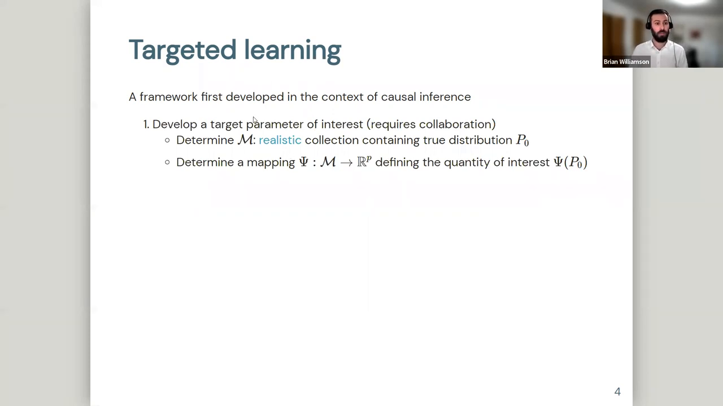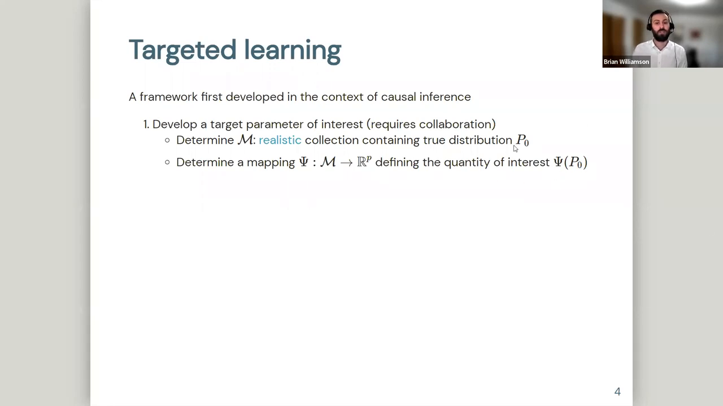And then the model, which I'm denoting here by script M, is just a realistic collection of distributions. It has to be realistic enough to contain the true distribution, P0. Sometimes we don't know anything about the population, so we just leave this class of distributions very broad. But sometimes we know a lot, and so we can encode that into this realisticness. But this is very problem specific and population specific.